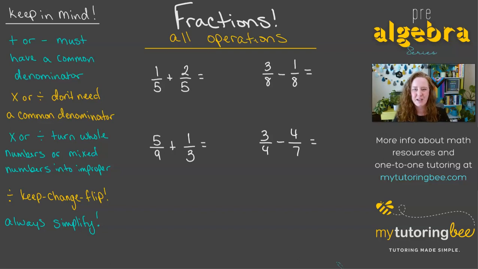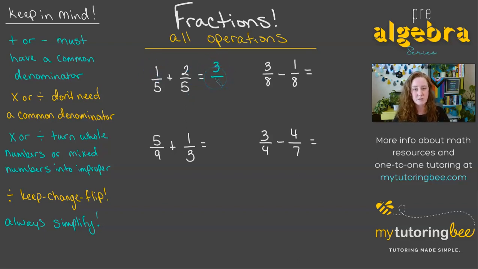When you're working with fractions, there are a few key rules to keep in mind, but let's jump into a few problems. Let's start here with this addition problem. We can see that we have the same denominator for both of these fractions. So all we need to do is just go ahead and add across the top. So 1 plus 2 is 3.